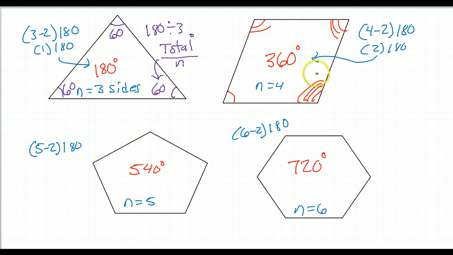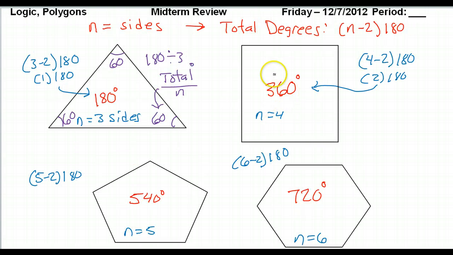This would not be an equilateral quadrilateral. For that, I need a square. A square would be equilateral. So let's do that. Here's a quadrilateral with equal sides and equal angles. Now this is common sense, but just to follow the pattern, if I wanted to know the measure of each angle, I could just take the total and divide by the number of sides.